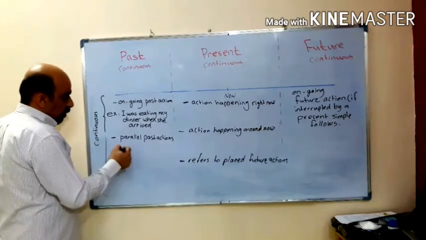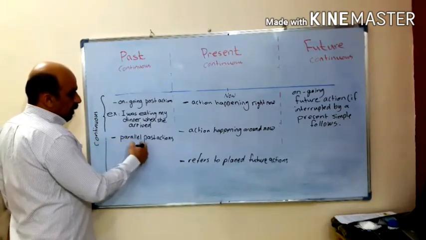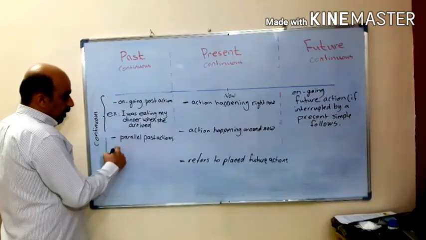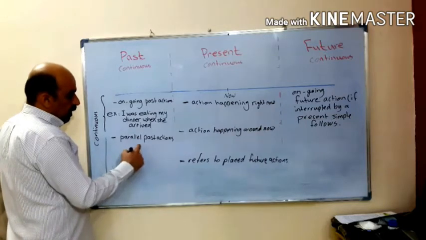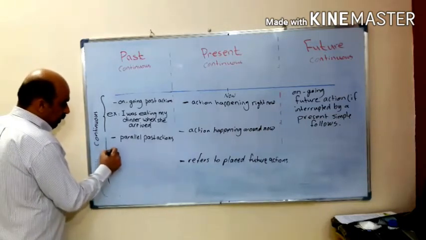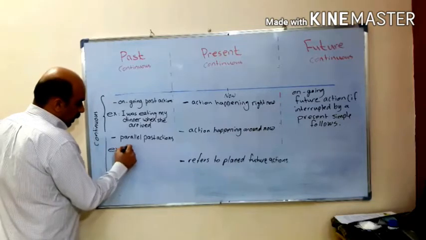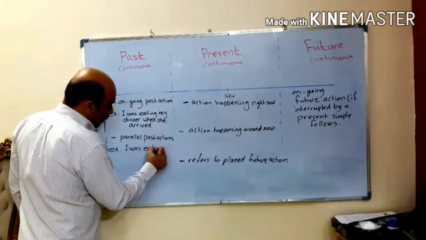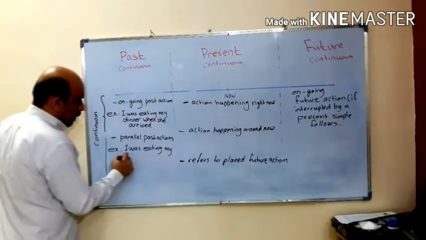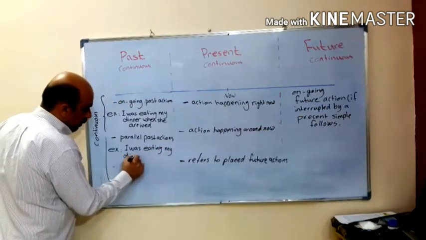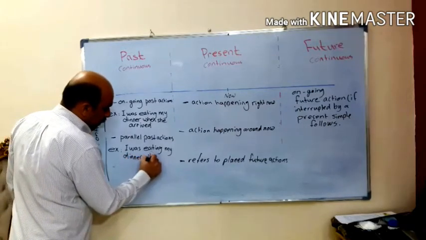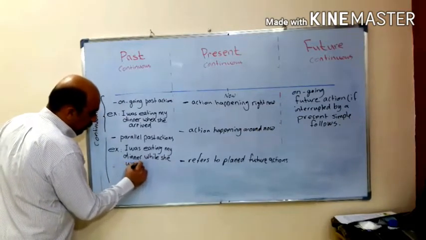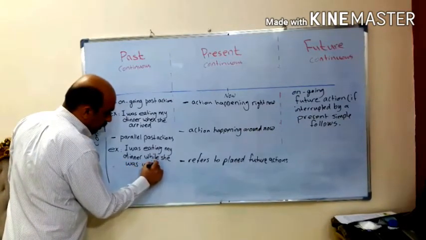And past continuous can also refer to parallel past actions. That means these actions are happening at the same time. For example, I was eating my dinner while she was writing.